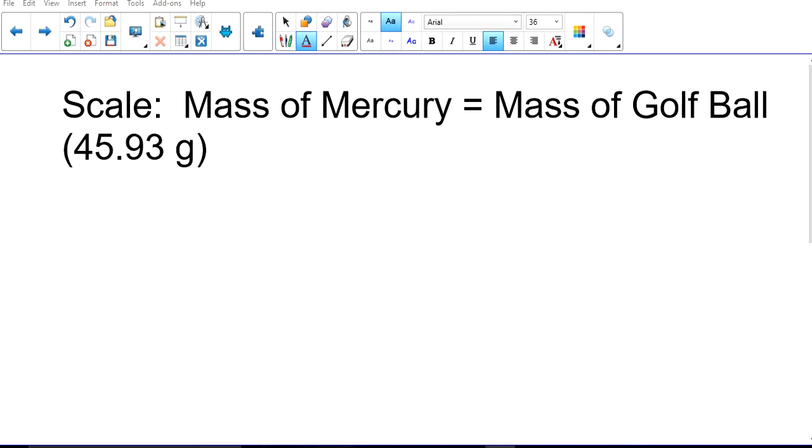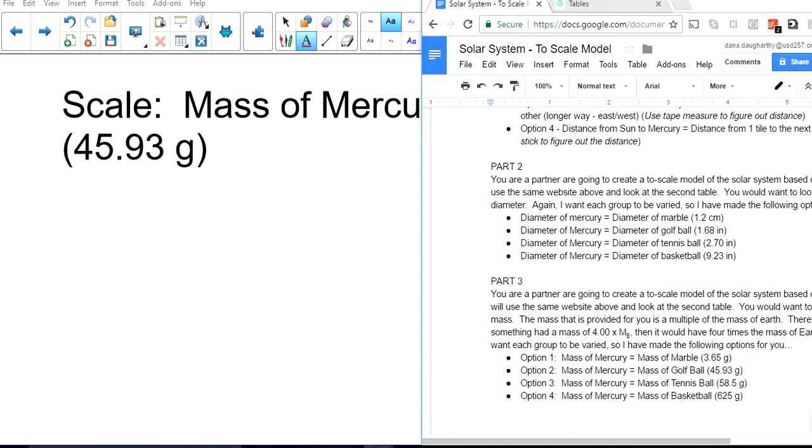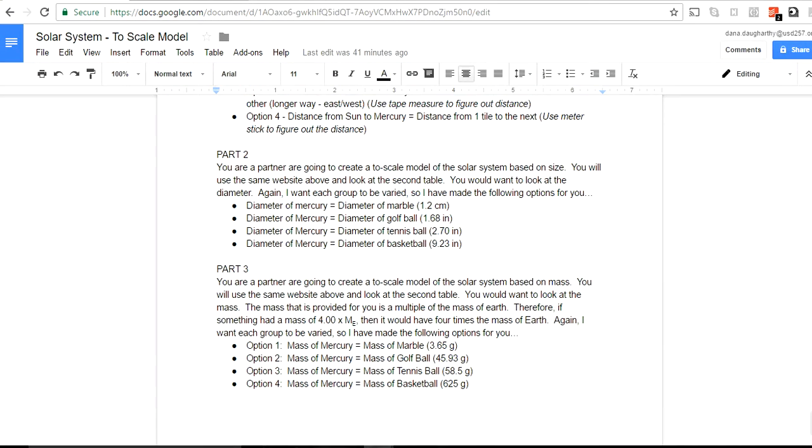I made this video just to help you a little bit with your two-scale models. It shouldn't be too difficult. Basically, it's just proportional reasoning, but I just wanted to give you a quick little example. So you're doing three different parts. I've got the document pulled up here.